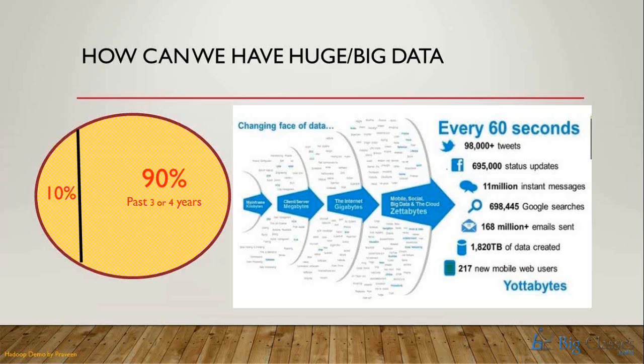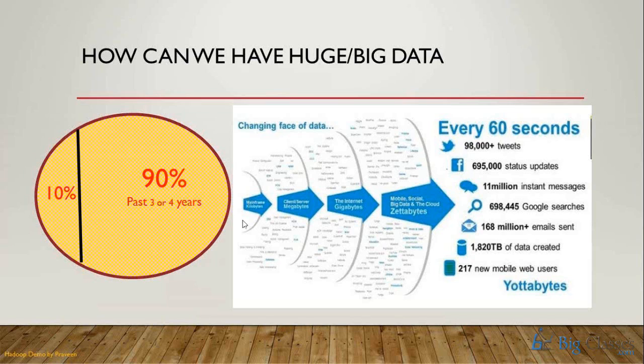Why? This is the general statistic we are going to discuss here. Throughout the world, if you take 100% of the data, more than 90% of it has been generated in the past 3 to 4 years. The legacy data we have is only from when the computer generation started around the 1980s. From then onwards, we had very little data, and drastically the data has increased in the past 3 to 4 years.